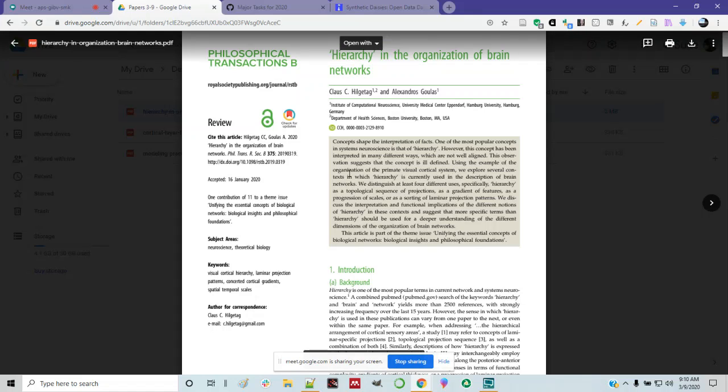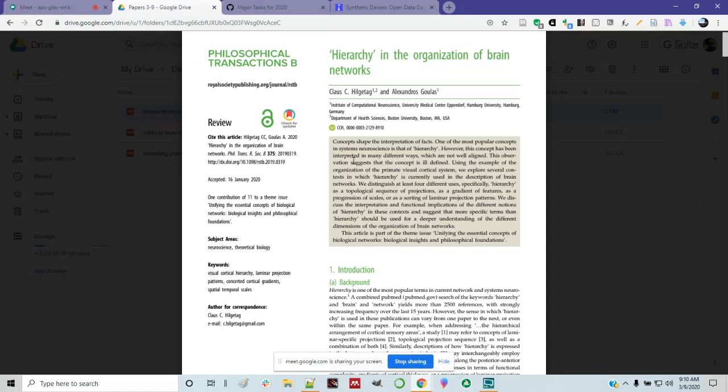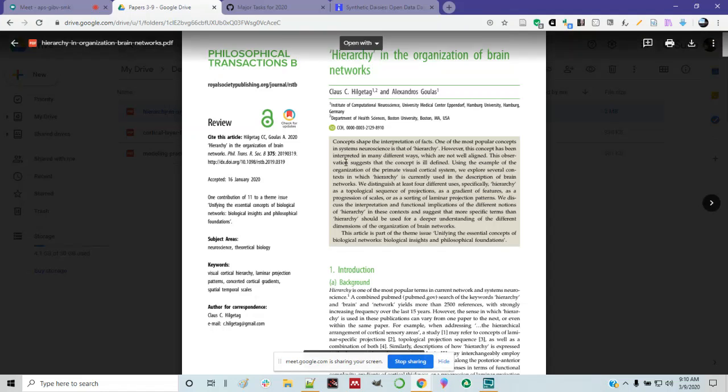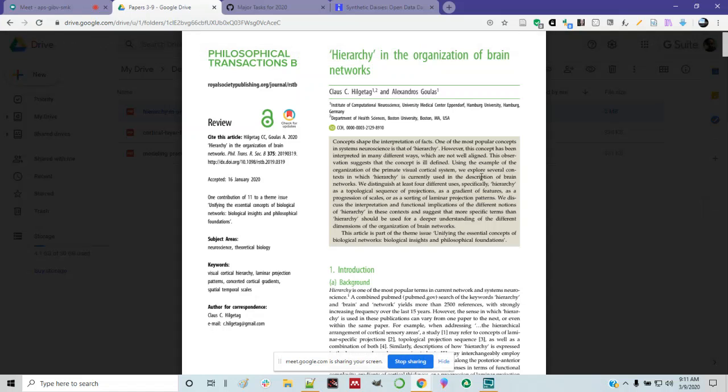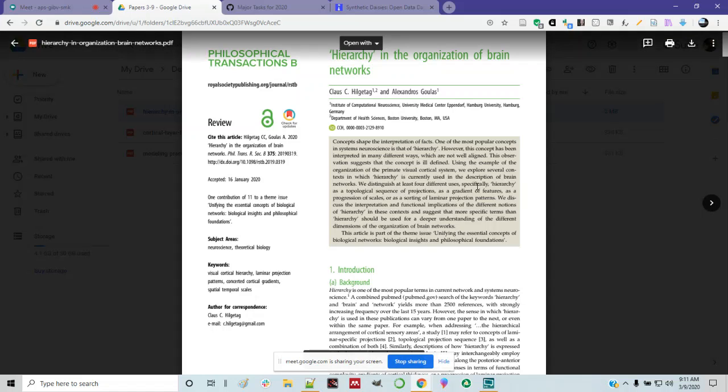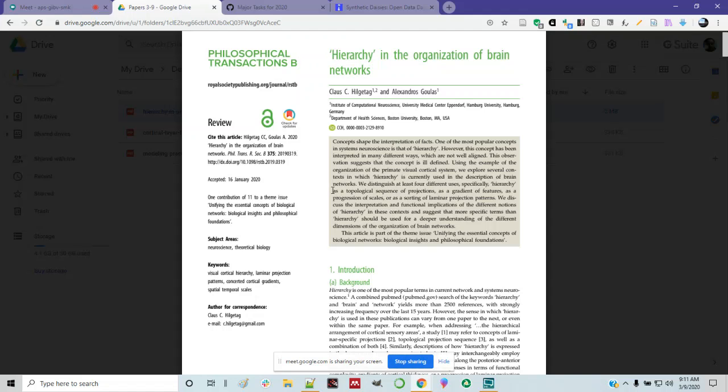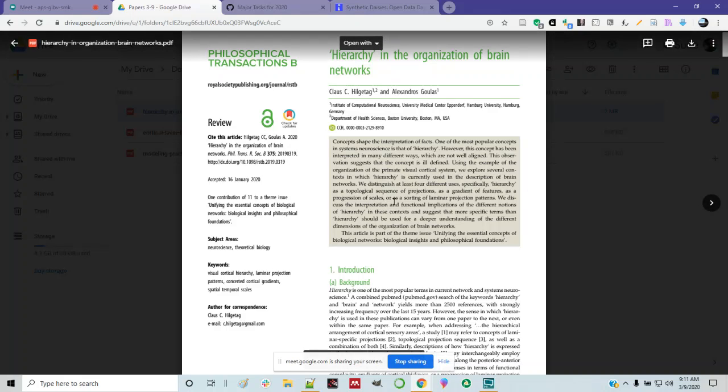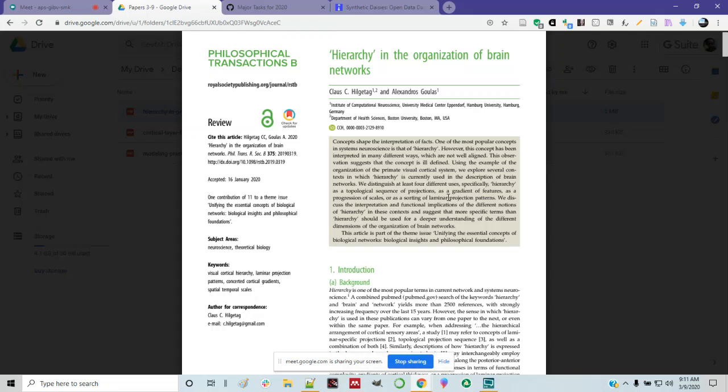Using the example of the organization of primate visual cortical systems, we explore several contexts in which hierarchy is currently used in the description of brain networks. And so they come up with at least 4 different uses. The 4 different uses are: 1, a topological sequence of projections; 2, a gradient of features; 3, a progression of scales; and 4, a sorting of laminar projection patterns.